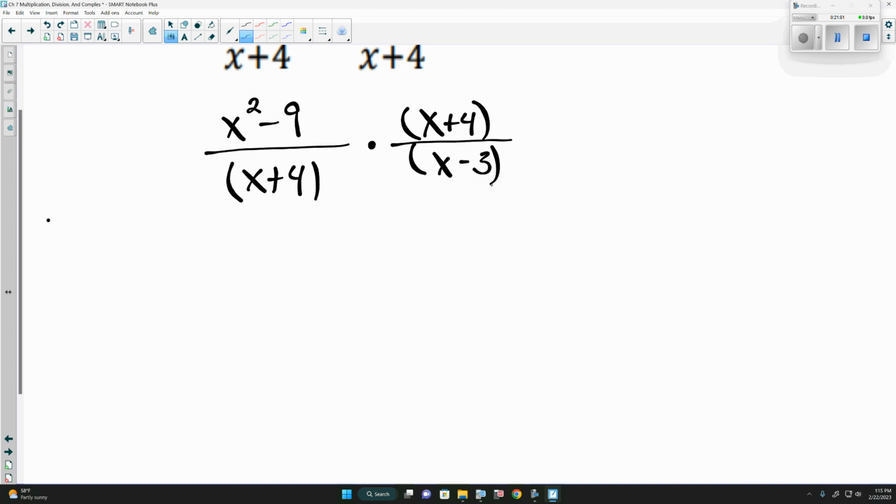Now, if it's helpful to remember that these are each one term, x plus 4 is one term, x minus 3 is one term, and x plus 4 is one term, we can put parentheses around it just as a reminder to ourselves.